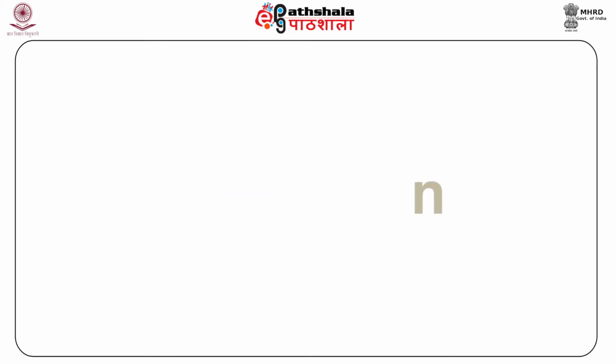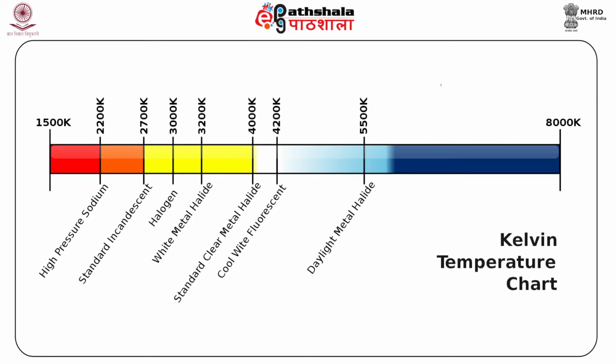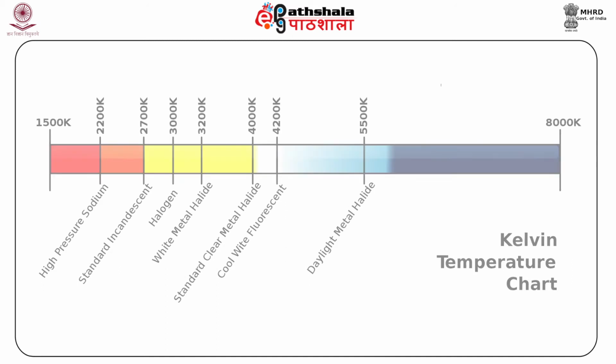Next is the Kelvin. It is 1 by 273.16 of the temperature interval between absolute zero and the triple point of water, that is, the temperature at which ice, liquid water, and water vapor are in equilibrium. The Celsius scale is derived from the Kelvin scale. An interval of 1 Kelvin is equal to 1 degree Celsius.